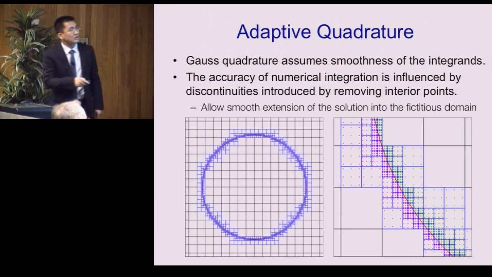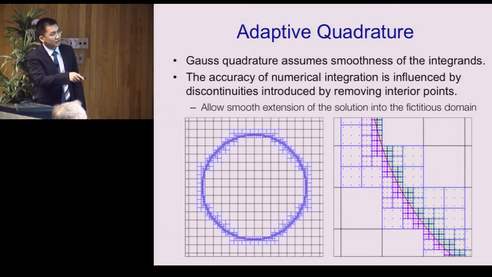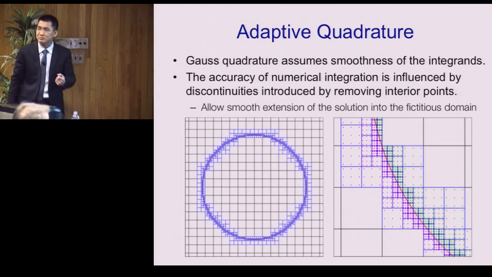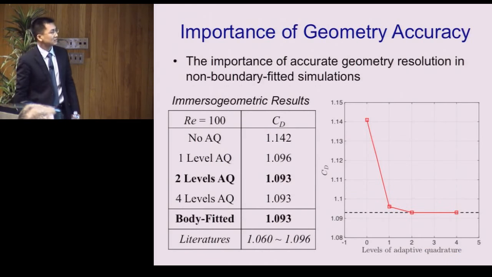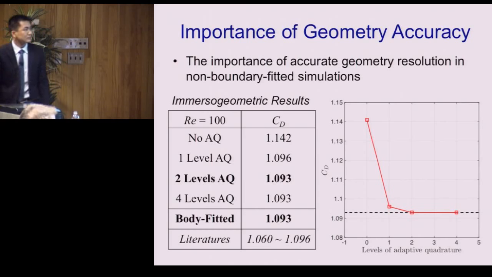In other words, our integration is going to respect the geometry. If you look at the original element, it's that big, and you probably have 9 integration points here, here, here. You have 9 integration points, and you try to capture this curve. It's probably not going to be very accurate. Now, if you do adaptive quadrature, you can see your integration rule is going to better respect your geometry. And why do I keep mentioning this? It's because of the result. The result is really, really important, especially, I believe, for the non-boundary fitted simulation.